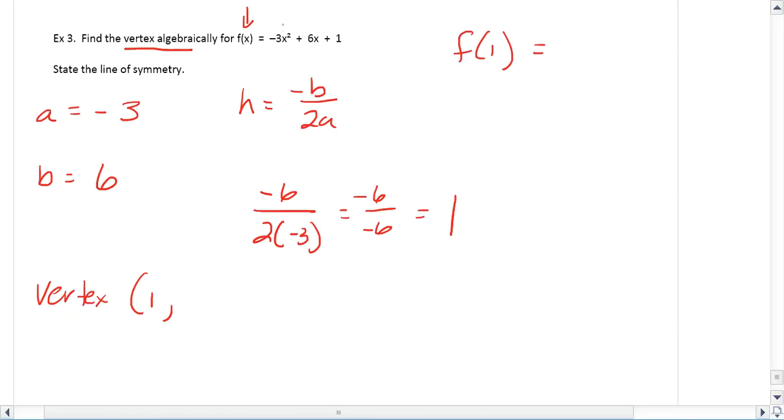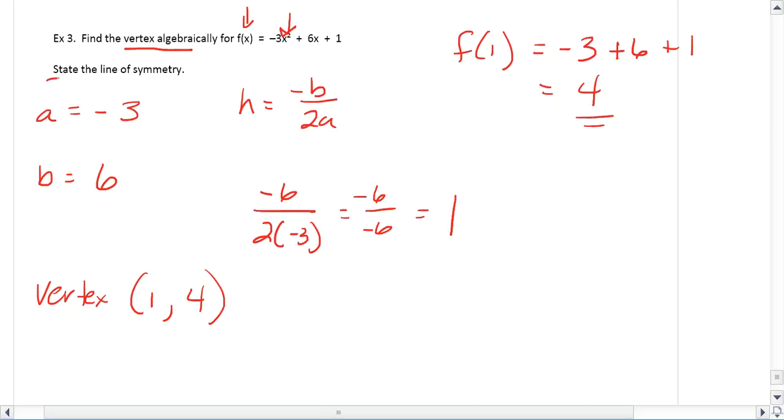So putting in a 1 right here, we'd have negative 3 times 1 squared, which is negative 3. And 6 times 1 is 6, plus 1. And if we add this up, we get, whoops, I should put a plus sign there, sorry. Negative 3 plus 6 plus 1 is 4. And that's kind of what we expected. So this is the y coordinate of the vertex. Algebraically, a little simpler than completing the square.